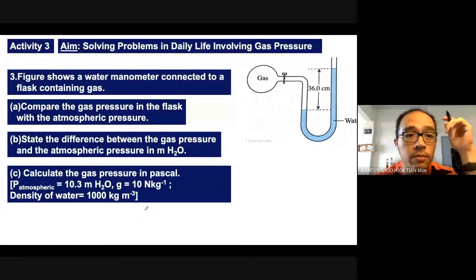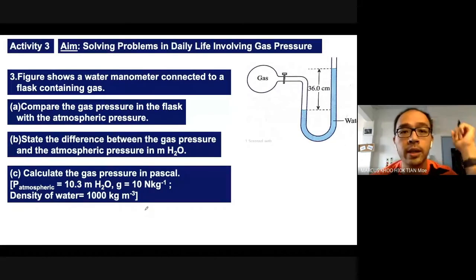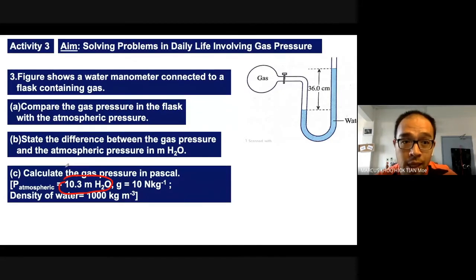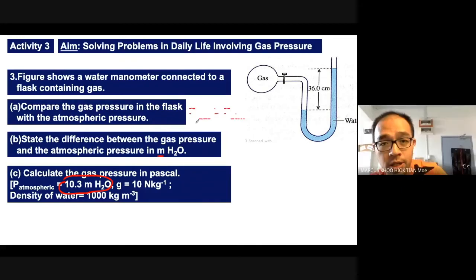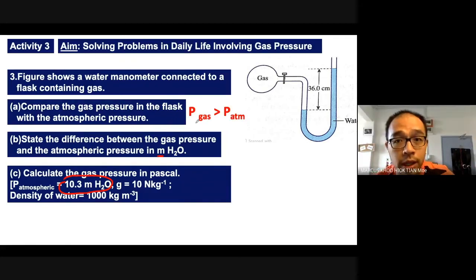Let's do number three. The figure shows a water manometer connected to a flask containing gas. Now this is water, everybody. Water is a little bit different. The atmospheric pressure for water is 10.3. Whenever we calculate the gas pressure, let's compare the gas pressure in the flask and the atmospheric pressure. Who's winning in this case, gas pressure or atmospheric pressure? Gas. Gas pressure is winning, so gas pressure is more than atmospheric pressure. Remember, guys, in compare questions we always have to say something is bigger than something else.